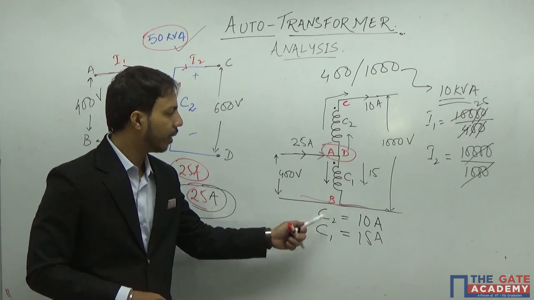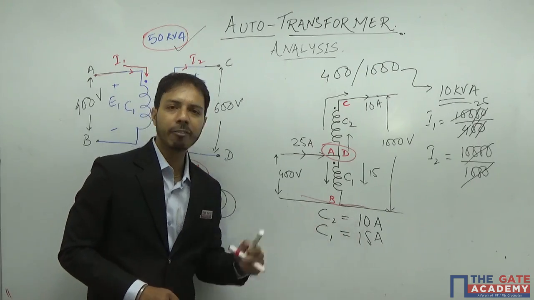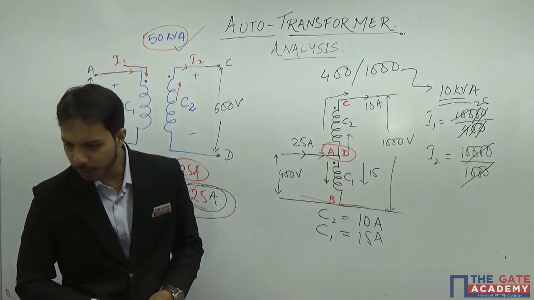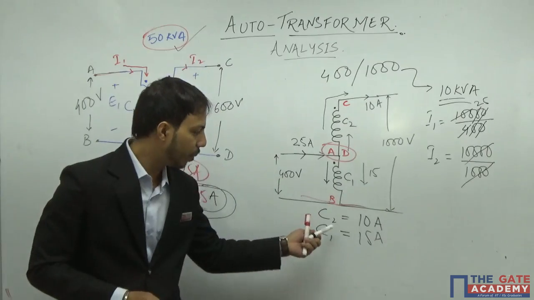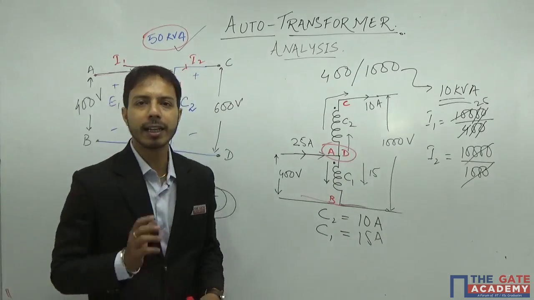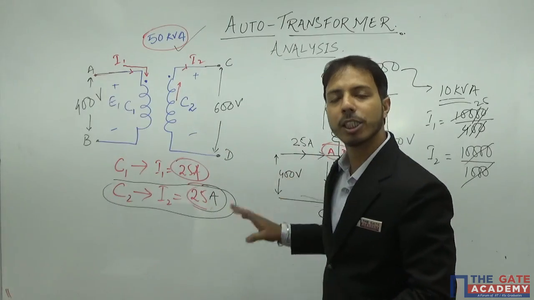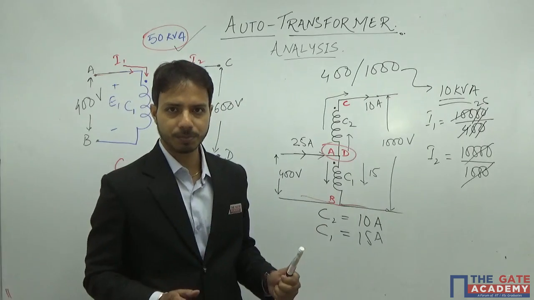So I can say that C1 will have 15 ampere and C2 will have 10 ampere. So you see, out of these options, the D option is correct, which is coil 1 is having 15 ampere and coil 2 is having 10 ampere. So the question is done, and if you can just do this, you will be awarded 4 marks. So this is a 4 marks question.